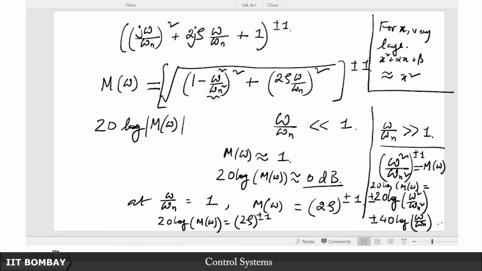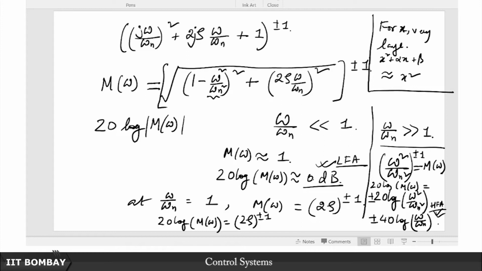So, the high frequency and the low frequency asymptote. Remember this was your low frequency asymptote and this is the high frequency asymptote, as in the case of the first order factor.